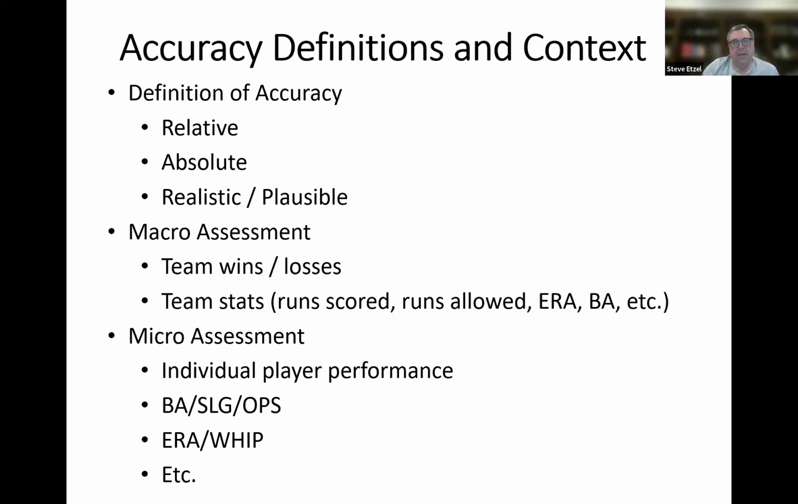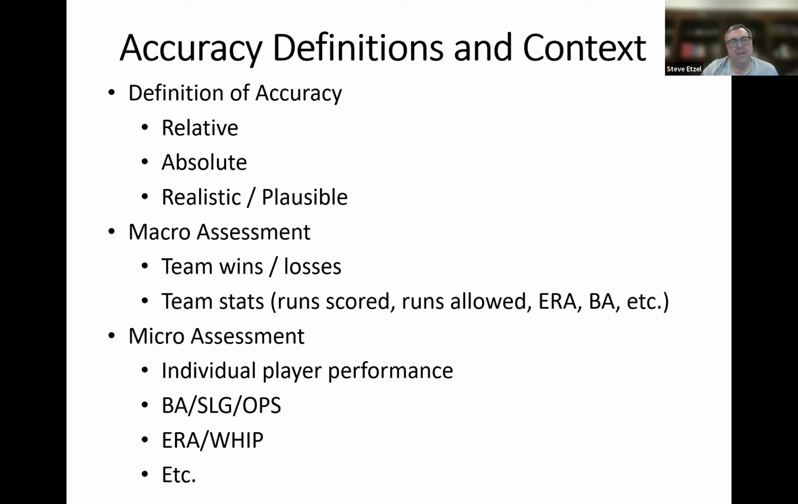I said I wanted to talk about accuracy of sims, and I think the first thing you have to do is define what you mean by accuracy. I like to talk about both relative and absolute accuracy. When I say relative, I mean, is a good player better than an average player, better than a poor player? So are the players going to produce results that make sense relative to each other?